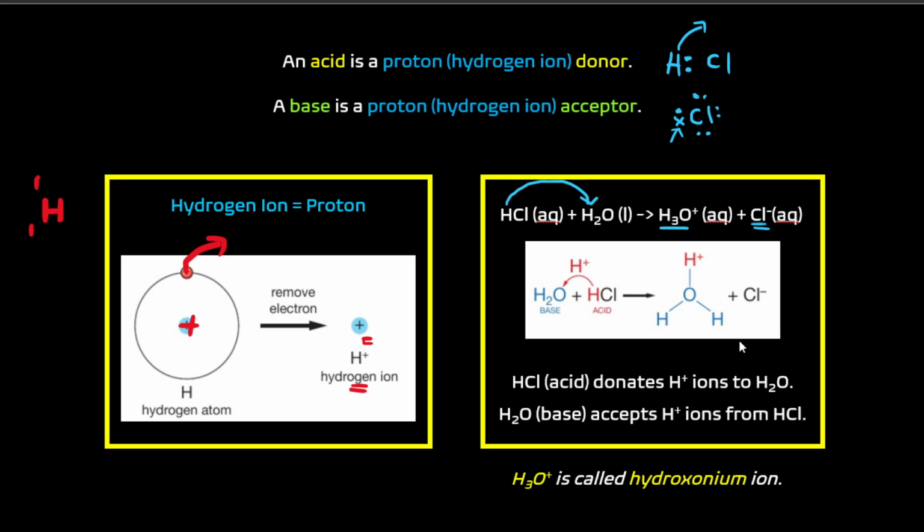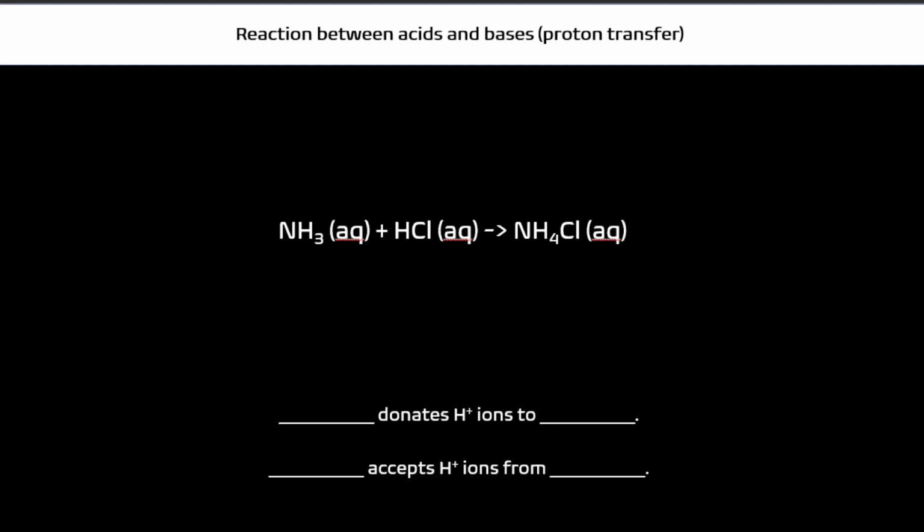Okay, and let's take a look at this here. HCl is an acid because it donated H plus ions to H2O, and H2O, water, is a base because it accepted H plus ions from HCl. And just as general knowledge, H3O plus is called the hydronium ion. Alright, so let's take a look at the reaction between some other acids and bases.